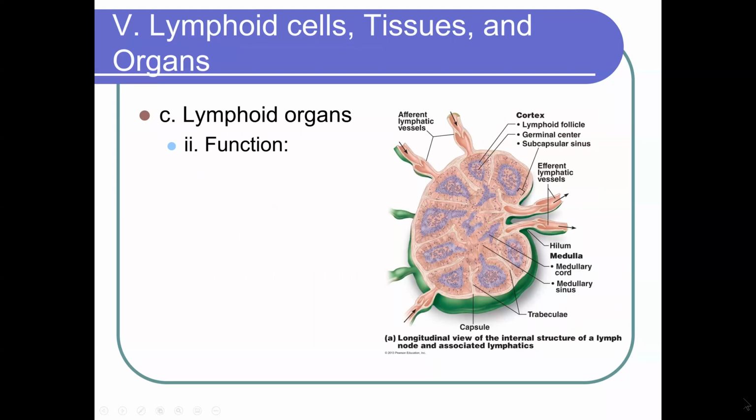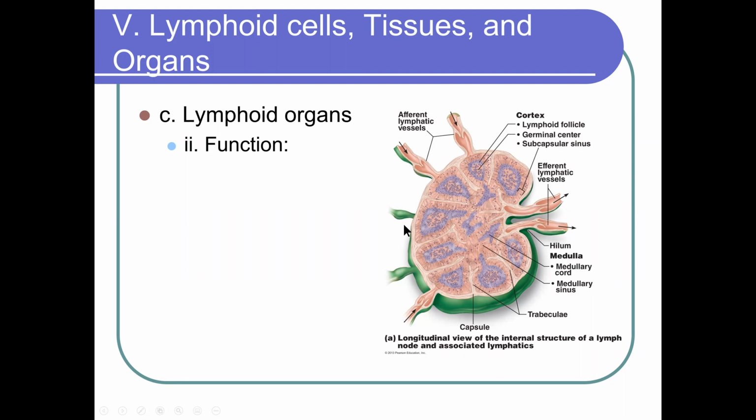Lymphoid organs, okay. This is a lymph node. Notice this particular thing. These are afferent. Afferent means to, as in toward. These are vessels bringing lymph fluid to the lymph node. These are efferent vessels. Efferent vessels take fluid out of the lymph node.